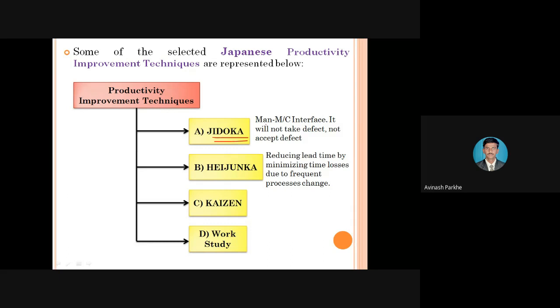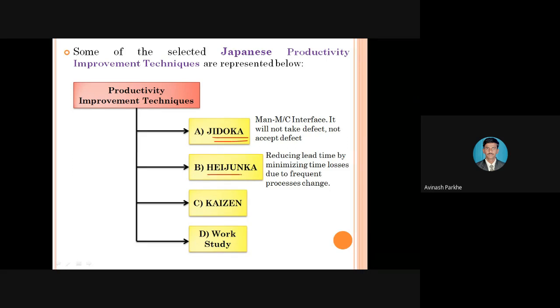In the Jidoka technique, it cannot take any defect, or it cannot accept any defect. That means in the manufacturing process, any type of defect cannot be accepted in this Jidoka technique, and it will not take any type of defect while implementing Jidoka in any manufacturing process.